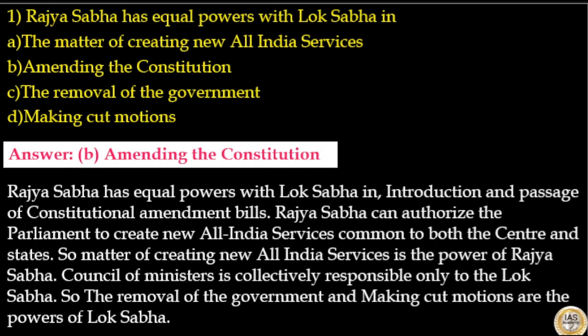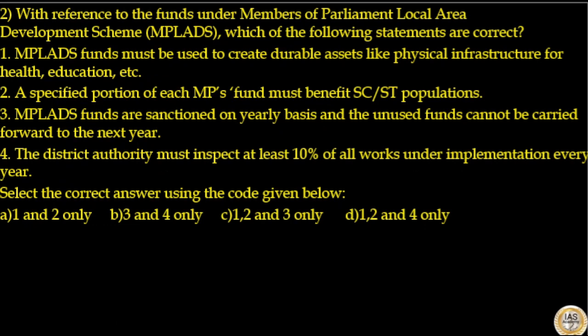Rajya Sabha can authorize the parliament to create new All India services common to both the centre and states. So, the matter of creating new All India services is the power of Rajya Sabha. Council of Ministers is collectively responsible only to the Lok Sabha. So, the removal of the government and making cut motions are the powers of Lok Sabha. So, the answer to this question is option B, amending the constitution.